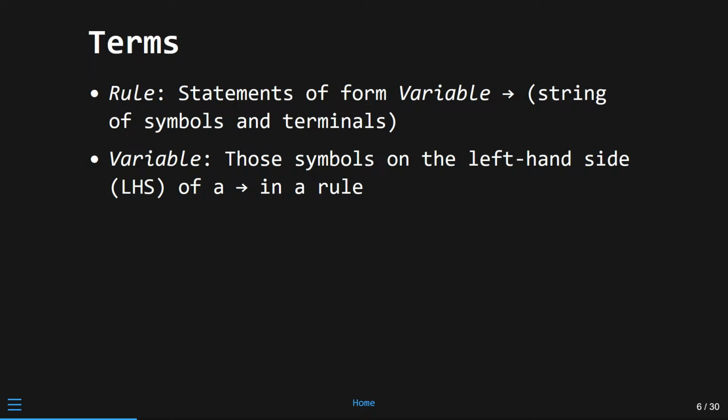They're not mathematical variables. They're something else. They're a special type of symbol, and they're the subset of symbols that appear on the left-hand side of the arrows. In my example, there were only 2 things on the left-hand side, capital R and capital S. On the right-hand side, there was additionally a 0, a 1, and a little epsilon.